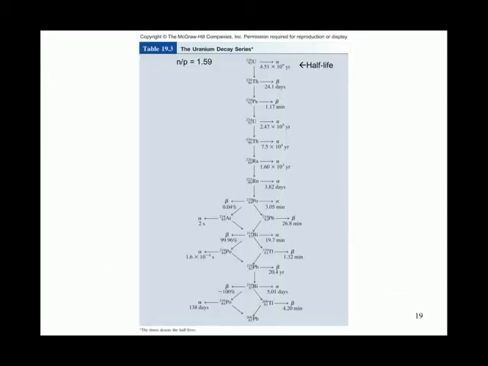Now this will give you an idea here. This is the decay series for uranium. So we start up at the top with uranium-238, and this is its half-life.